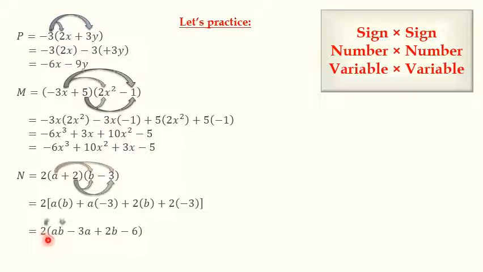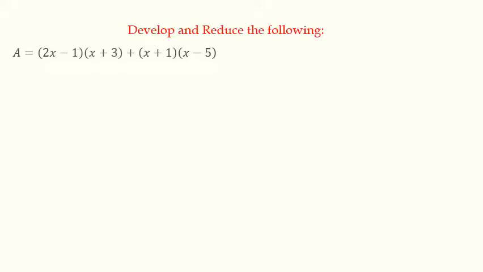So here I have to multiply 2 by ab, it's 2ab, then 2 times minus 3a, it's minus 6a, 2 times 2b is 4b, and 2 times minus 6 is minus 12. Maybe you think it's not easy. Okay, with practice you can do it, I trust you.